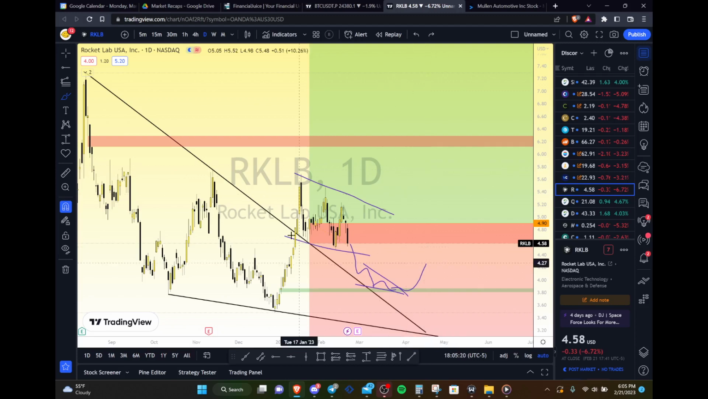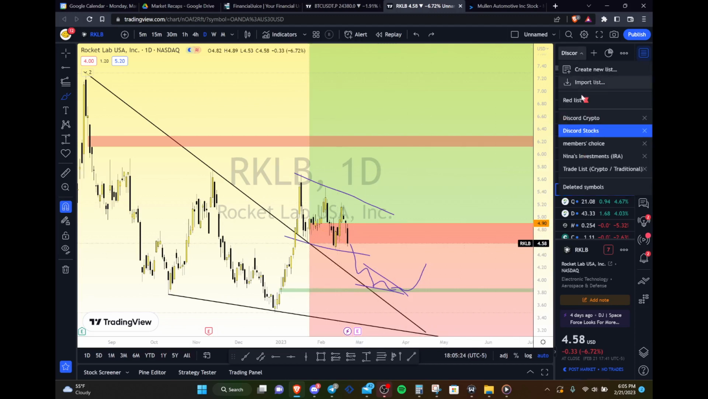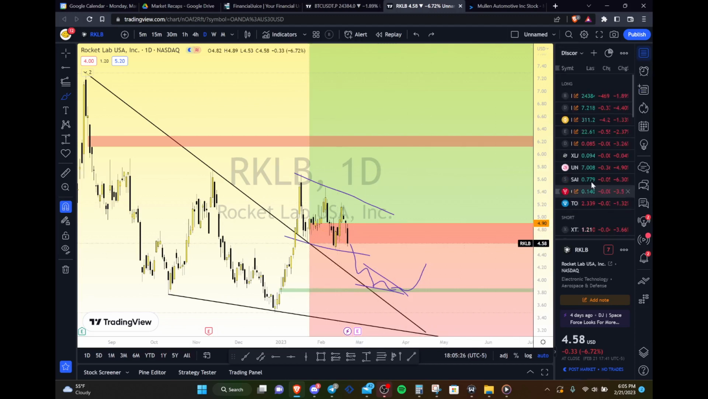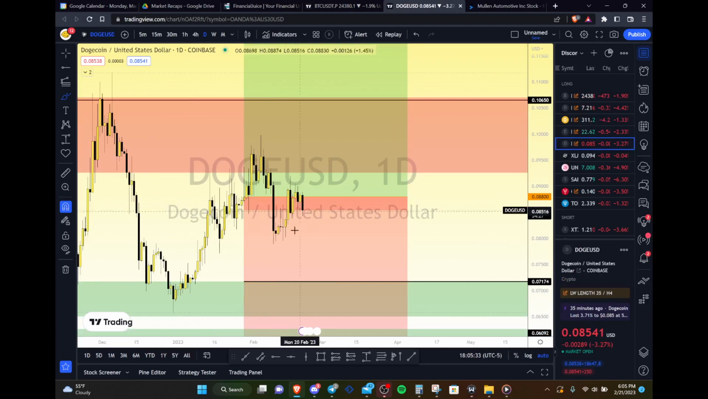All right, so that's the stock trade that we're going to go over. Let's go over the crypto trade I announced for the free members, which was Doge. Let's see if we can find it here. And there it is. So here's Doge. So Doge also having a bit of a pullback.